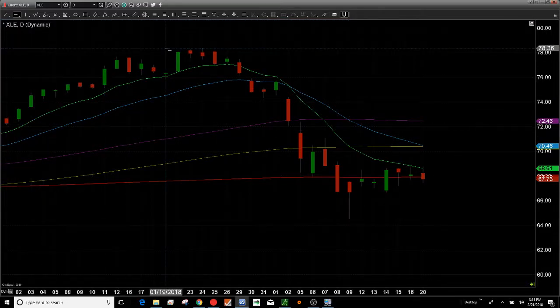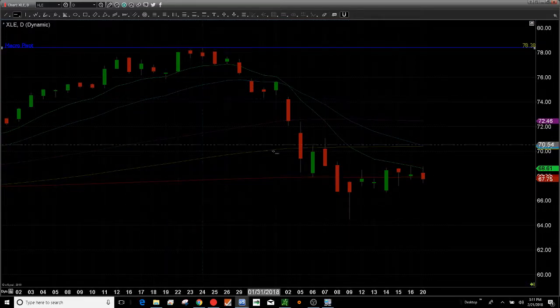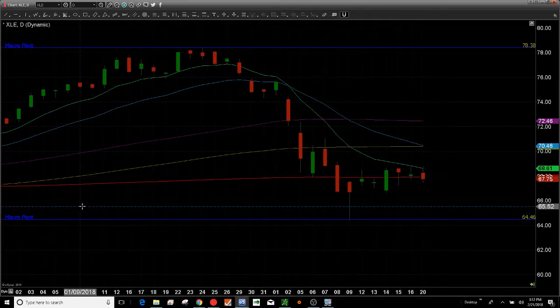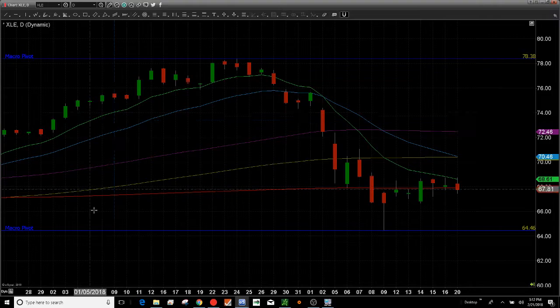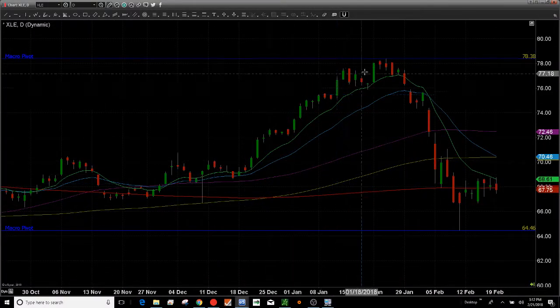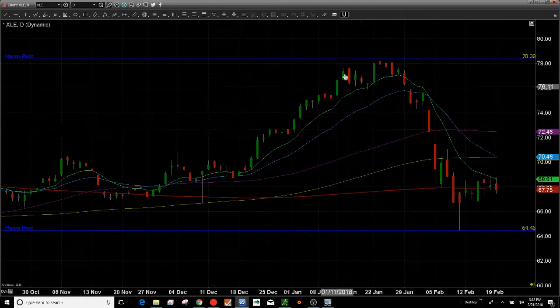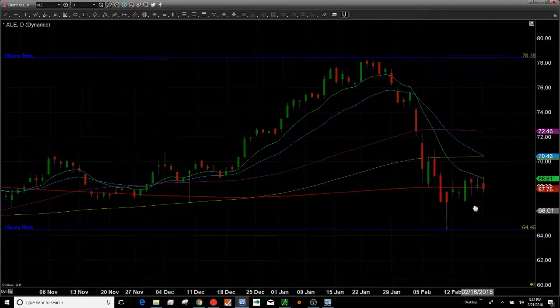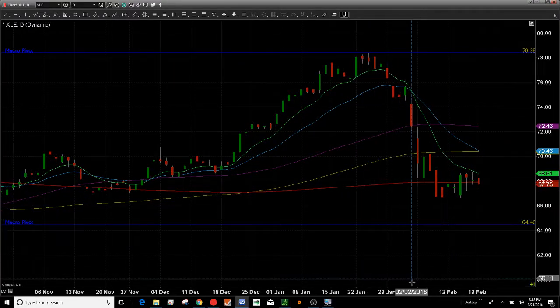I'm going to draw some lines here. This is a macro pivot, and this is a macro pivot. Macro pivots is an area where the price of the stock turns around. So it goes up here, turns around, comes down here, turns around. So that's what a macro pivot is, okay?